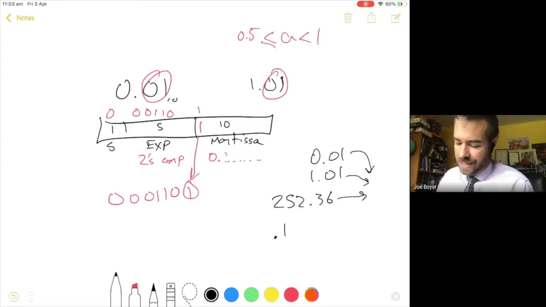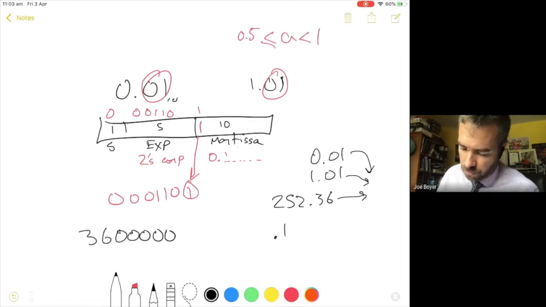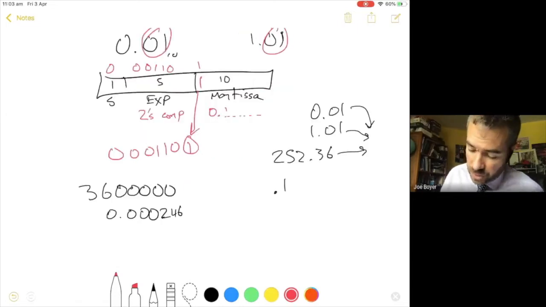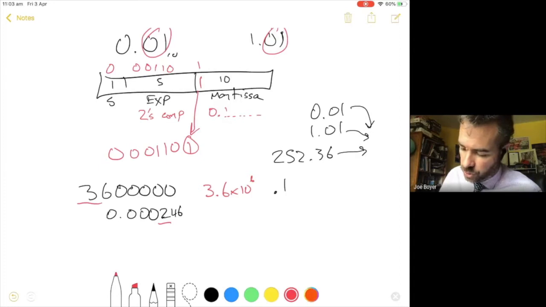Essentially, what I'm trying to say is, if we're doing scientific notation, we might have a really big number like 3.6 million, or we might have a really small number like 0.000246. In both of these cases, we worry about where the first digit is. 3.6 million is 3.6 times 10 to the 6. And for 0.000246, we worry about where the 2 is, and this turns into 2.46 times 10 to the negative 4.